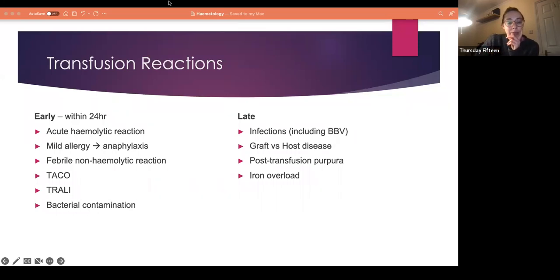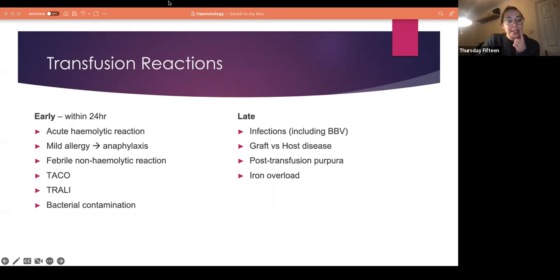TACO, so that's transfusion-related circulatory overload. So you'd get features of acute pulmonary edema quite soon on. So people would have things like raised JVP, maybe a third or fourth heart sound, crackles in the lungs. So you'd want to be offloading them. People are more at risk of circulatory overload if they're small, frail, elderly patients with heart failure or renal impairment. What you want to make sure with TACO is that the patient's not having an MI, so make sure you always ask for an ECG.